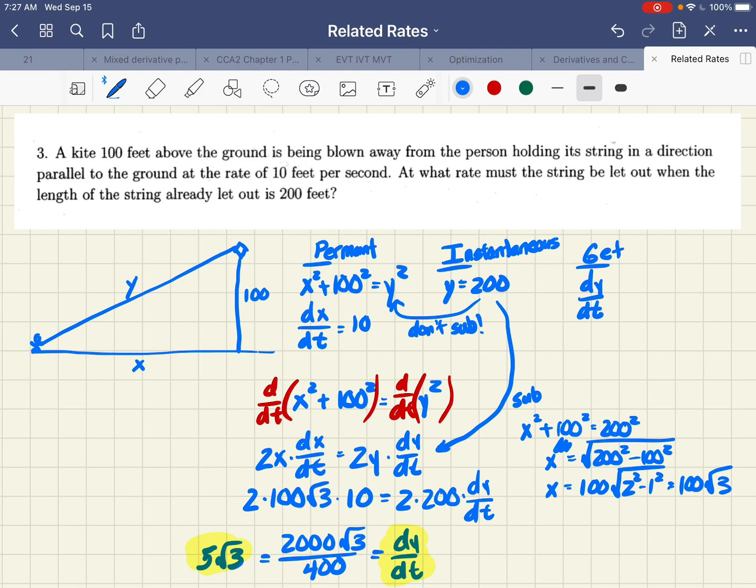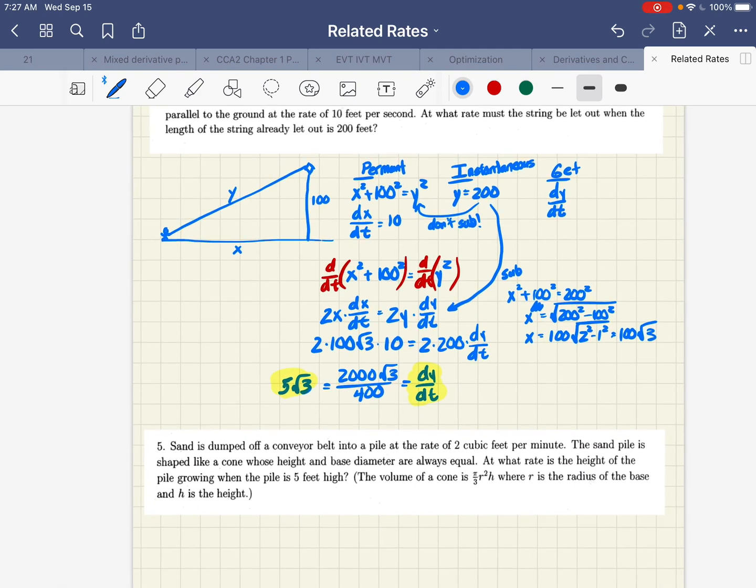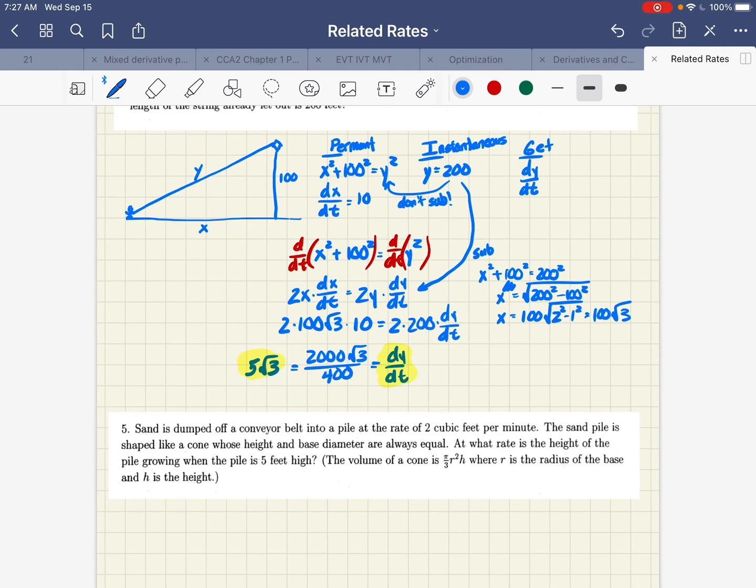So now we can apply that same process in another example to see what's the same and what's different. So in our second example, sand is dumped off a conveyor belt into a pile at the rate of 2 cubic feet per minute. The sand pile is shaped like a cone whose height and base diameters are always equal. At what rate is the height of the pile growing when the pile is 5 feet high? So I hear a lot of both P, I, and G there.